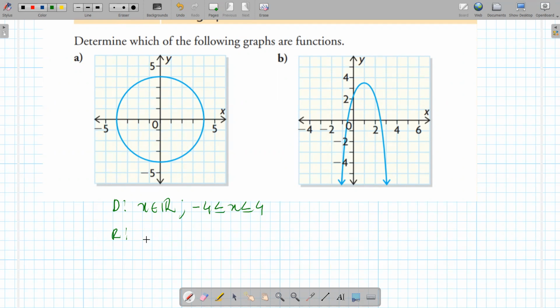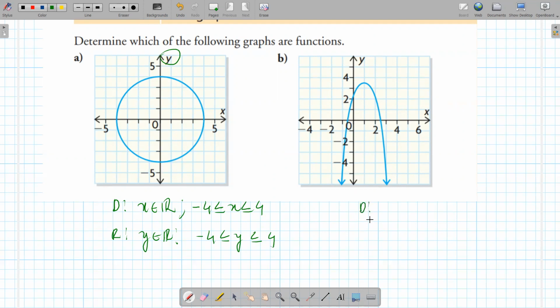What's the range? 4 and -4. Yes, the same thing, but range has to do with the y values. So you say y is an element of all real numbers, given that it's between -4 and 4. This means y can be anything between -4 and 4.